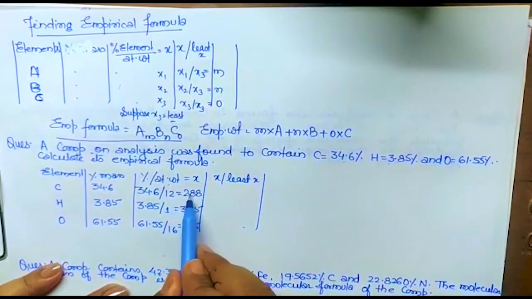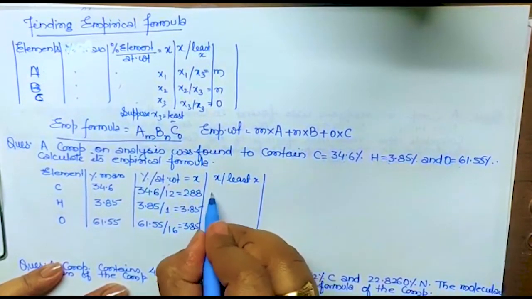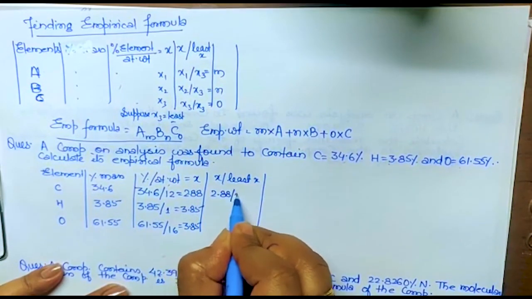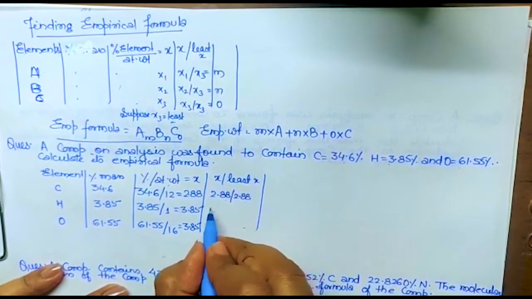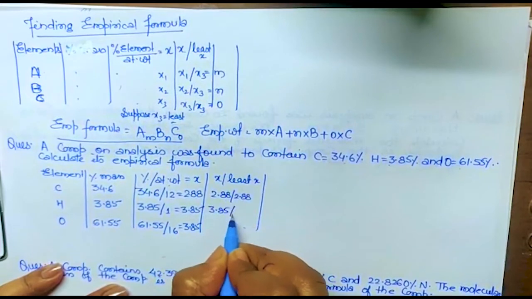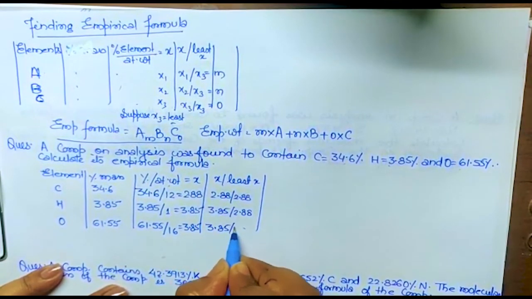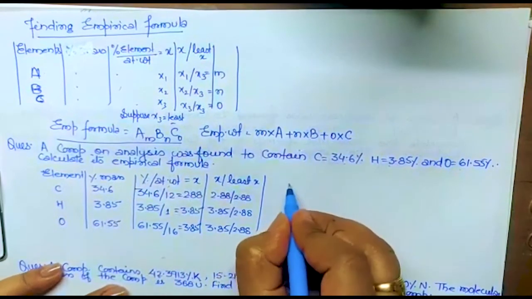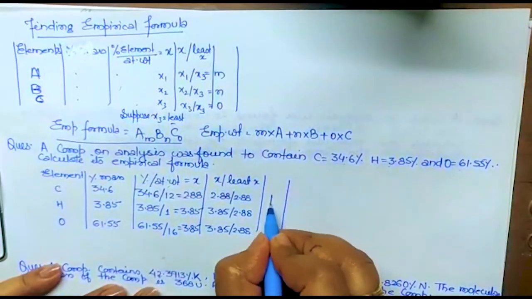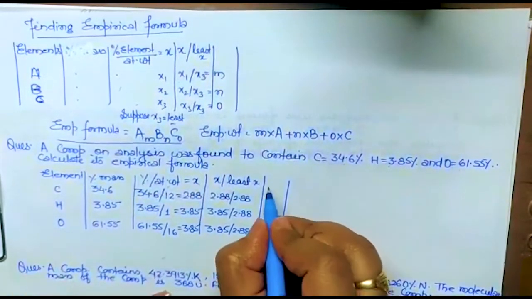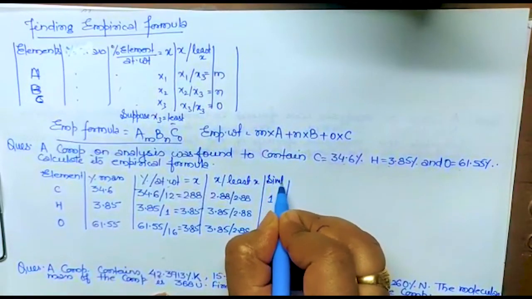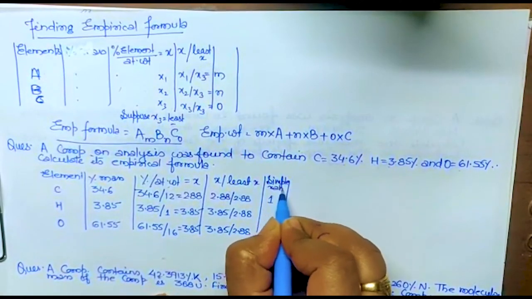So with this number, what will we do? We will divide everything. So this is 2.88 divided by 2.88, and this is 3.85 divided by 2.88, isn't it? And here also 3.85 divided by 2.88. So what we are getting, this becomes 1. Simple ratio, that will be a simple ratio.